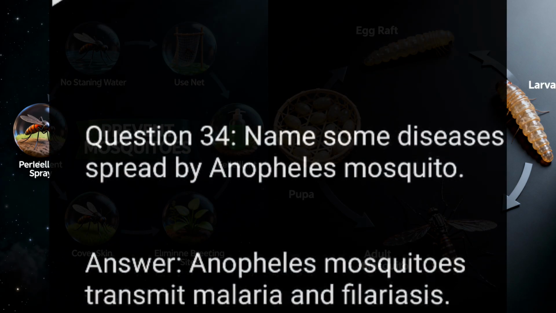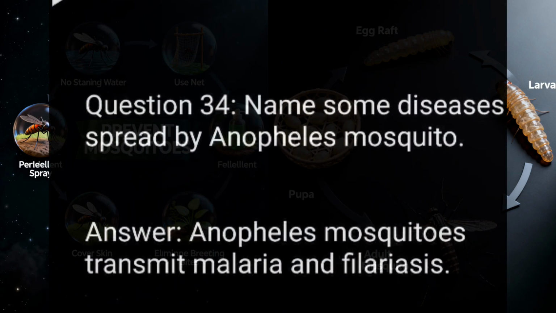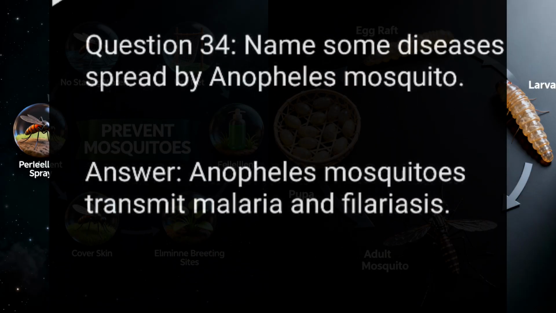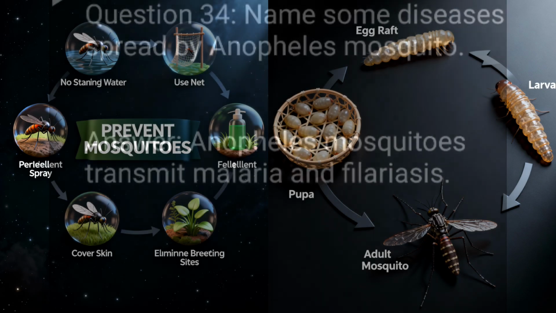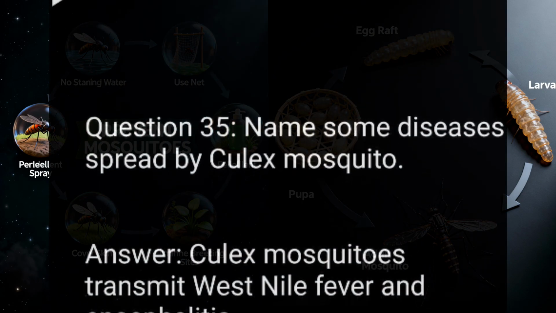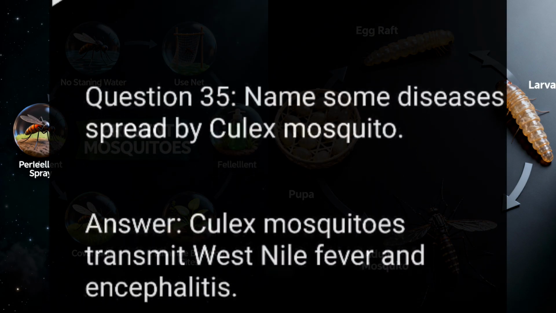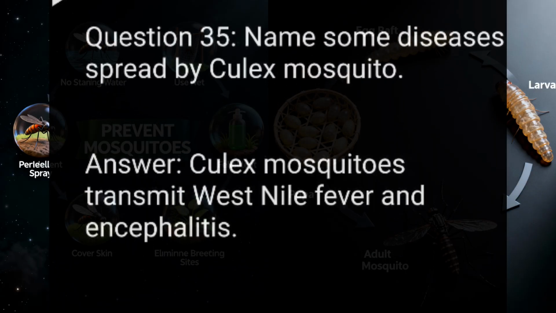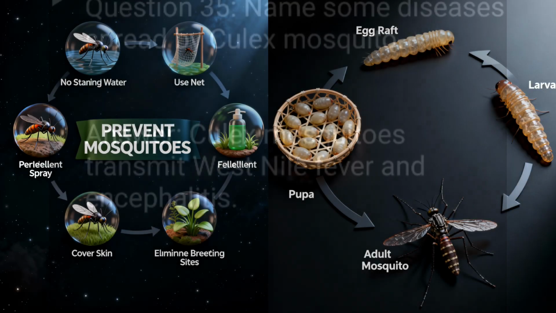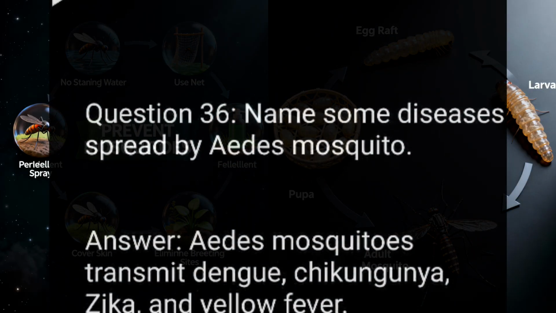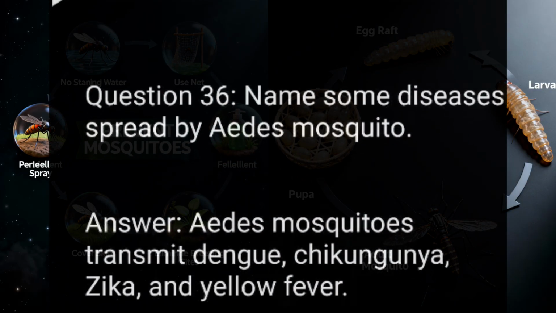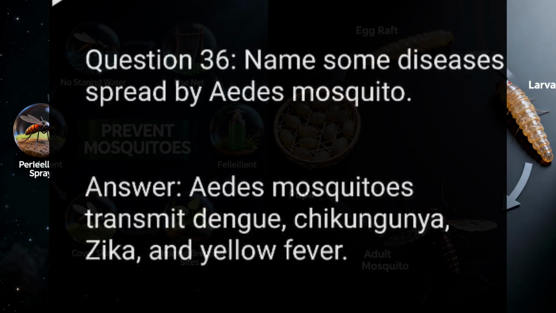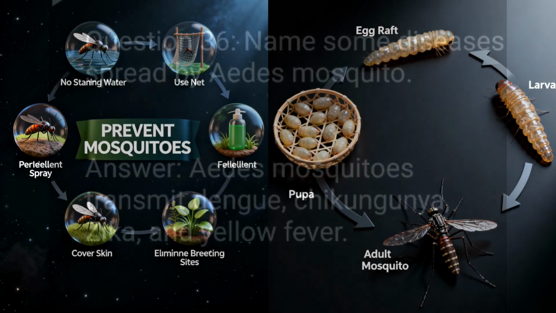Question 34. Name some diseases spread by Anopheles mosquito. Answer. Anopheles mosquitoes transmit malaria and filariasis. Question 35. Name some diseases spread by Culex mosquito. Answer. Culex mosquitoes transmit West Nile fever and encephalitis. Question 36. Name some diseases spread by Aedes mosquito. Answer. Aedes mosquitoes transmit dengue, chikungunya, Zika, and yellow fever.